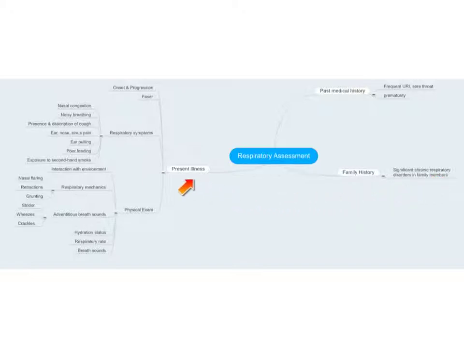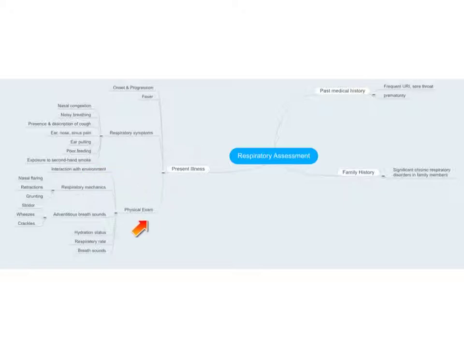And then we're going to go over and we're going to assess what the present illness is. And we want to get a history from the mother. Onset and progression of the illness. Has there been a fever? How high has it been? What the respiratory symptoms are, if they've noticed any congestion, noisy breathing, presence of a cough, ear, nose, and sinus pain, pulling of the ear, poor feeding, or if there's been exposure to secondhand smoke.